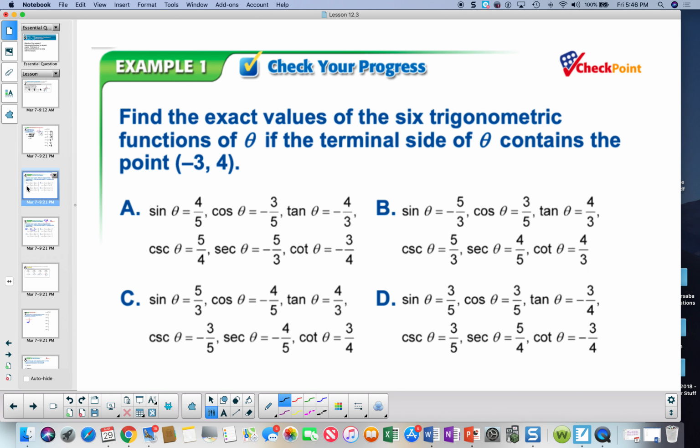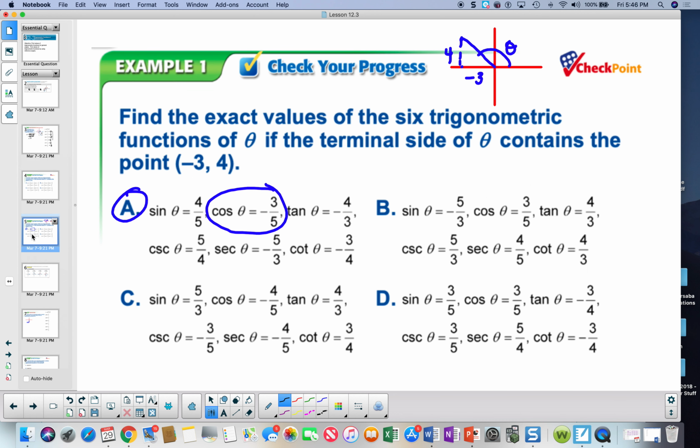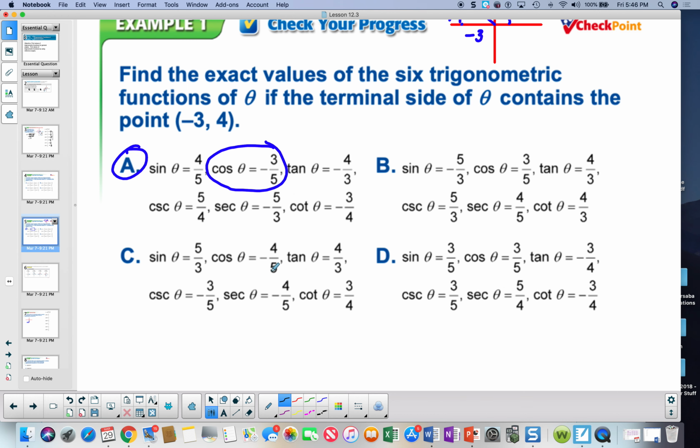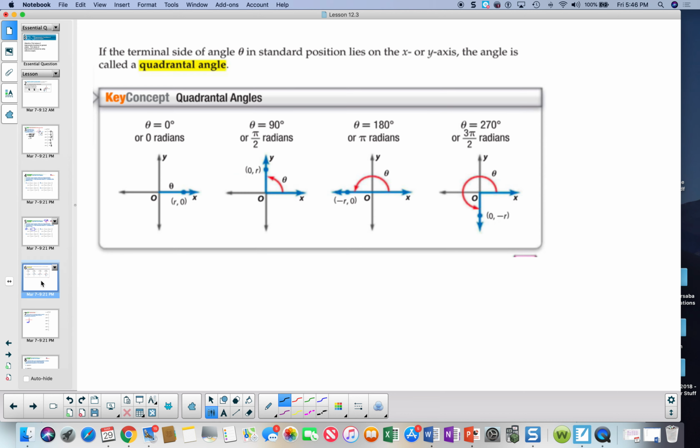Your turn. And here's the answer. I actually drew the picture over here so I could see where I was. And I found the cosine, and that wasn't the same for any of the other 3. So I knew I had the right answer.